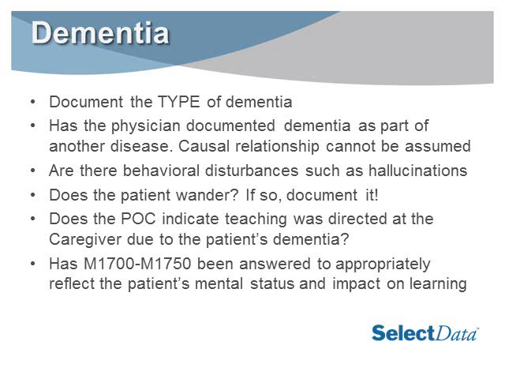Is the patient wandering? When are they wandering? And does the plan of care indicate that teaching was directed to the caregiver regarding the patient's specific dementia needs? And have the OASIS corresponding questions been answered to reflect their mental status and the impact on learning? This is very, very important.